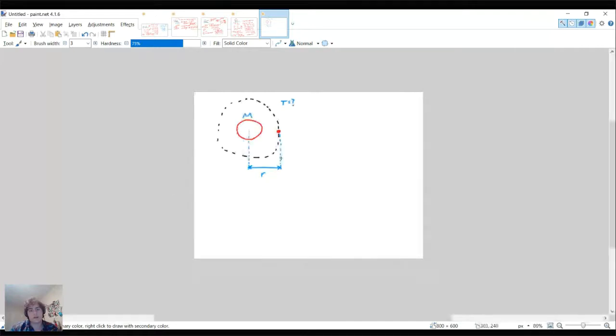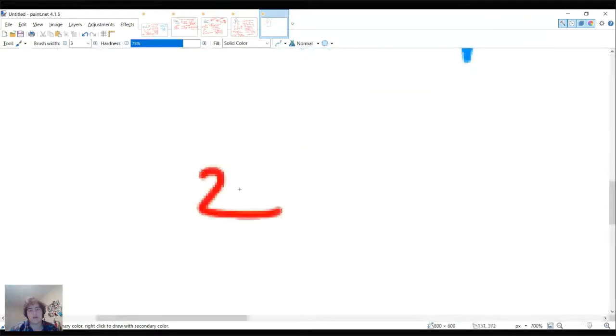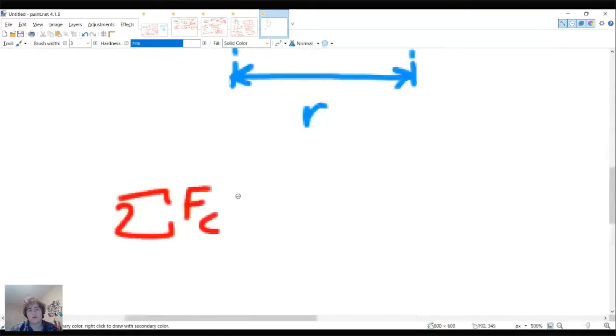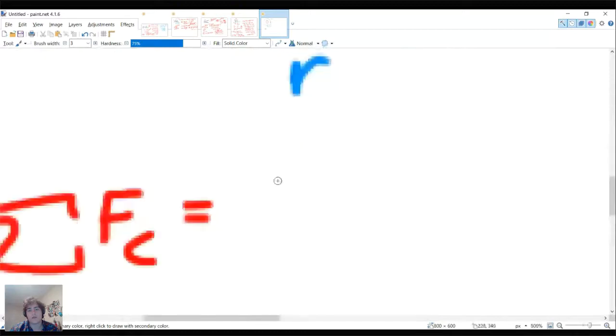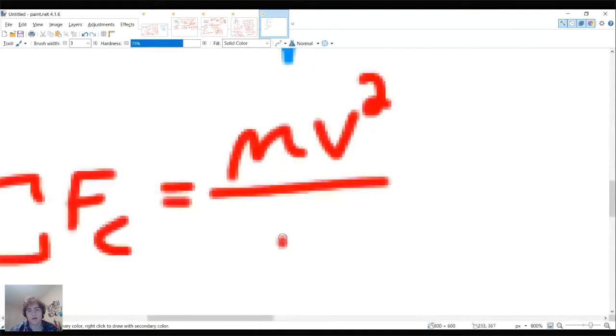So the first thing we need to start off with here is centripetal force. And this says the sum of the forces acting centripetally on a system is equal to the mass of whatever body it's acting on times the speed of it squared. Why did I put an alpha there? Divided by the radius of curvature.